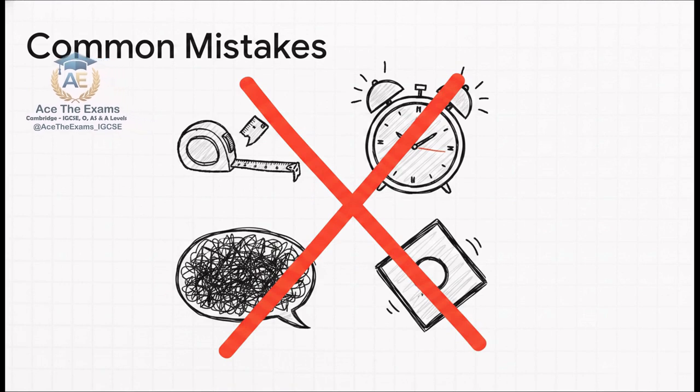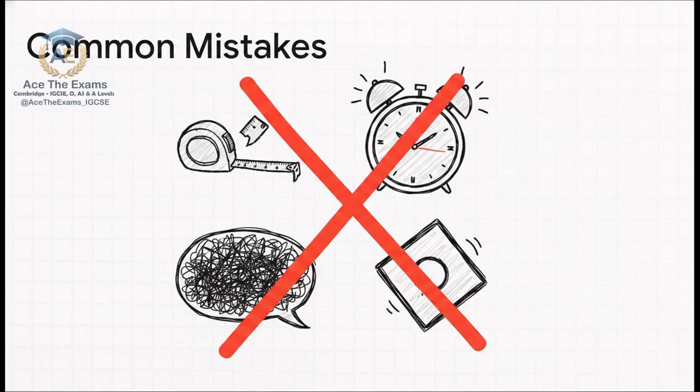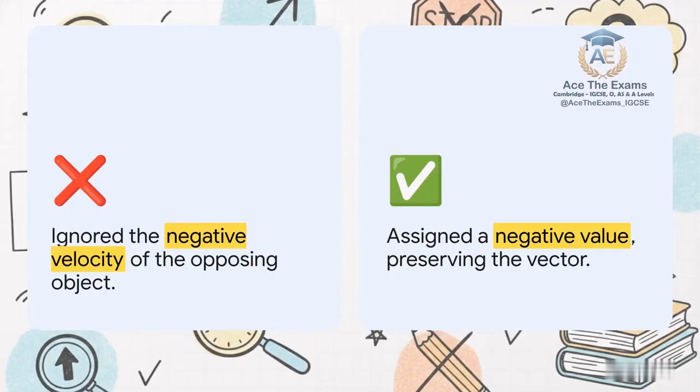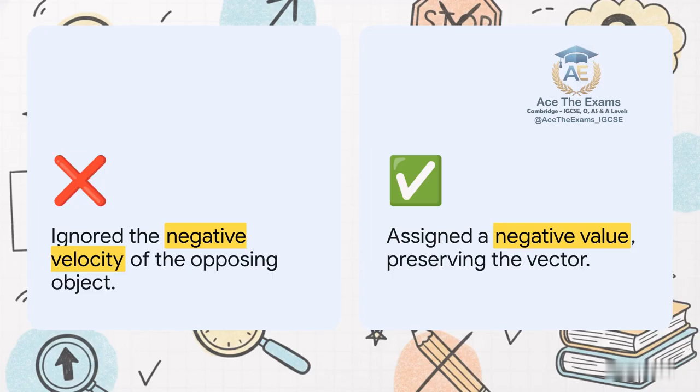These are the painful, mark-destroying mistakes Cambridge examiners see constantly. Missing your units, rounding way too early, giving vague explanations, and using the wrong variables. Now, what's really interesting here is the direct comparison. On the left, we've got a flawed student answer. They calculated the final momentum perfectly, but totally ignored the negative velocity of the opposing object. Basically, they treated a vector like a scalar. Ouch.